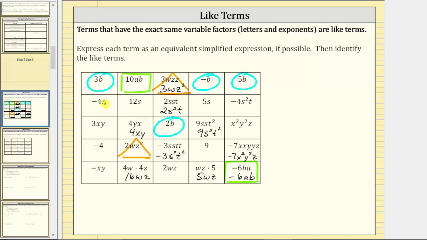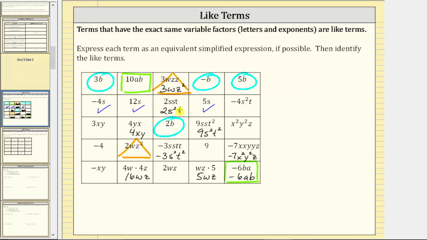Next we have -4s. Let's find all the terms that have exactly one factor of s, which will all be like terms. And this time let's go ahead and use check marks for the s terms. So -4s, 12s, and 5s are all like terms. And it looks like there are no other s terms. So these three terms are like terms.